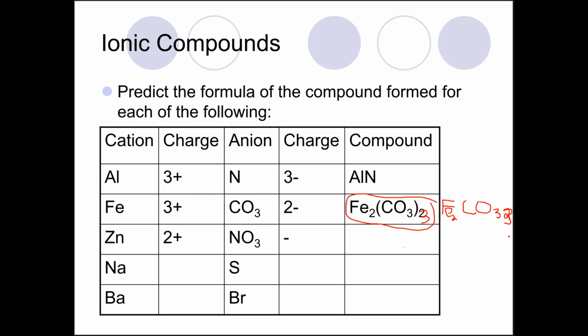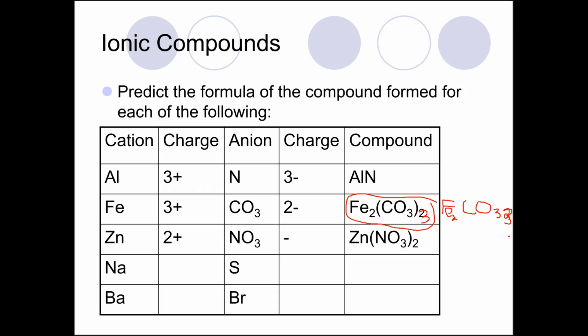So the third row, zinc, Zn, I'm telling you is a 2+ charge. NO3 is the nitrate polyatomic ion as a -1 charge. So when I go to put them together, 2+ and -1 don't automatically cancel. It's going to take another negative nitrate because I have 2 positives and 1 negative right now. What I need is another negative. So it's going to take 1 zinc and 2 nitrates.